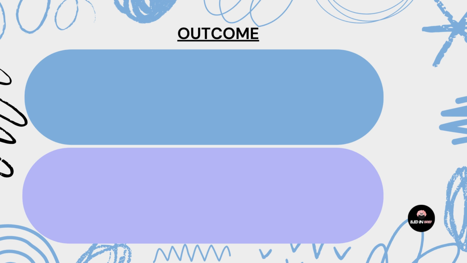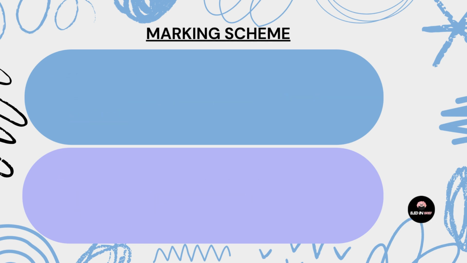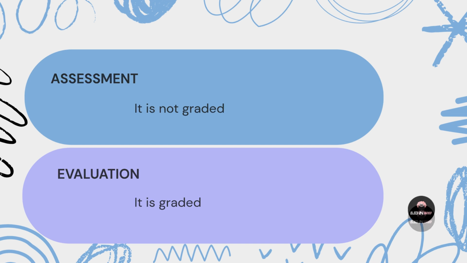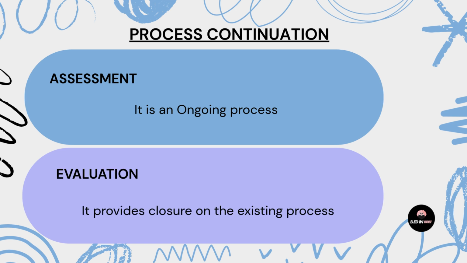Next is outcome. The outcome of assessment is to give constructive feedback, and evaluation is to show the shortcomings. In assessment, grades are not given, while in evaluation, grade is given in the form of final grade, marks, or rank. Process continuation. Assessment is an ongoing process, which means it is a continuous process, while evaluation provides closure on the existing process because it gives the final judgment.